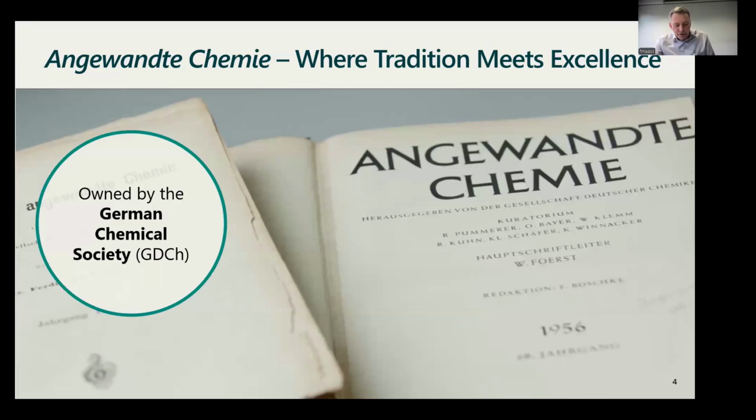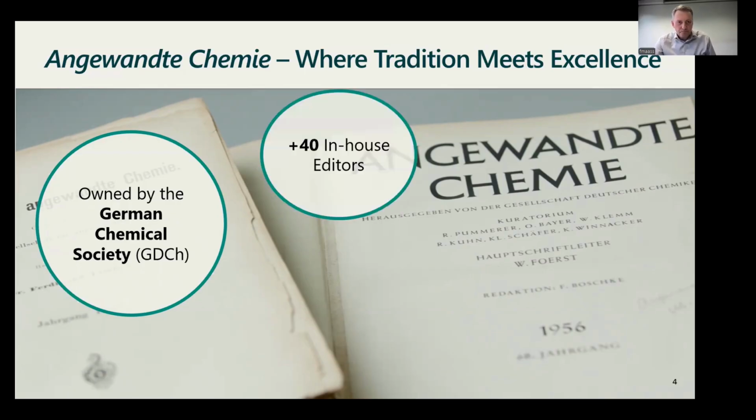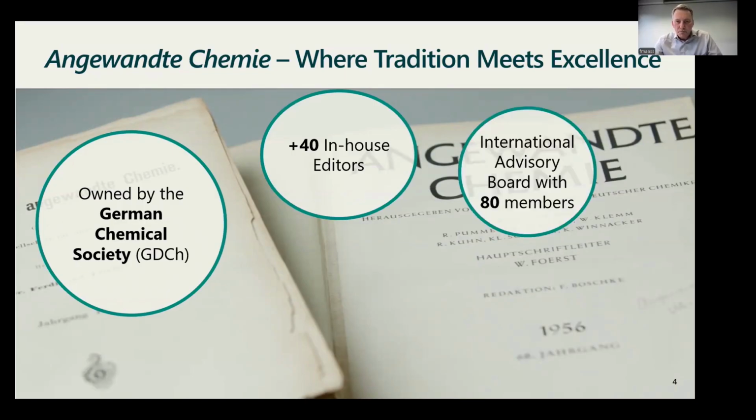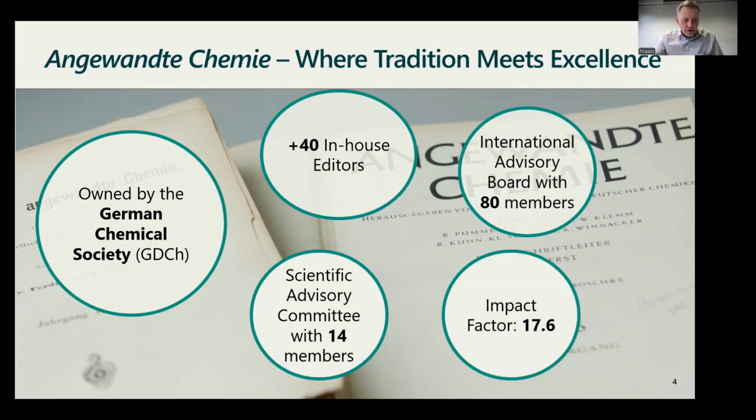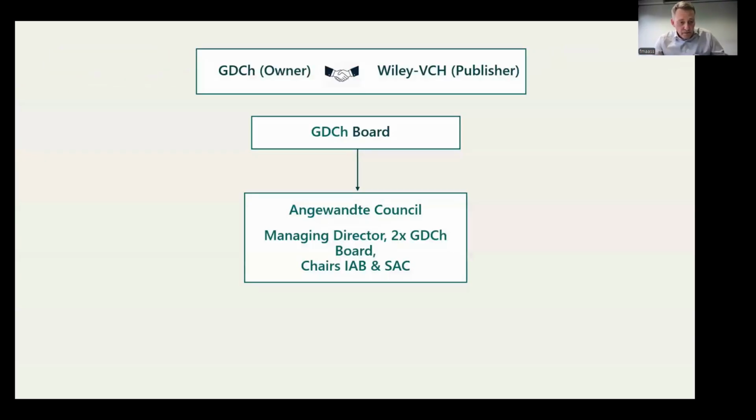The journal is owned by the German Chemical Society, the GDCh, and Wiley is the publisher. Our editorial operation relies on more than 40 full-time editors, supported by an international network of researchers and a scientific advisory committee. The impact factor, just for the record, is 17.6, which is pretty high for a general chemistry journal. So Angewandte is a big journal, and accordingly, there are many people who contribute to running a journal in different roles.